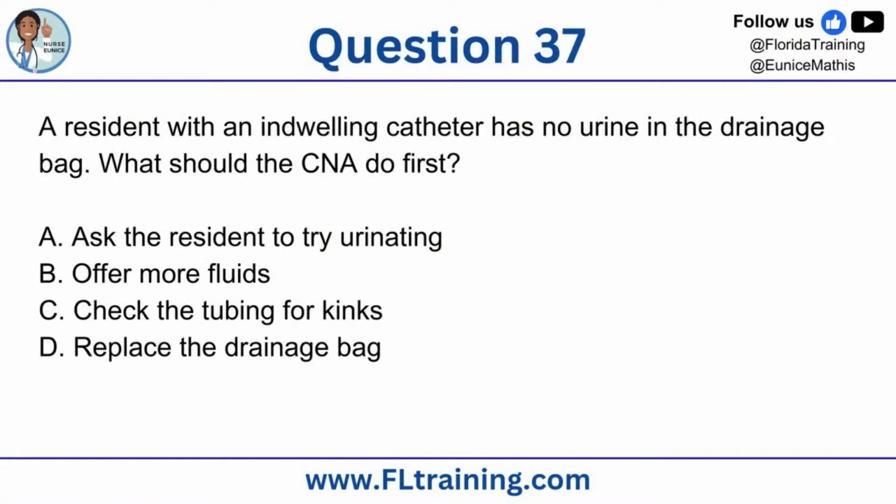All right, question 37. A resident with an indwelling catheter has no urine in a drainage bag. What should the CNA do first? A, ask the resident to try urinating. B, offer more fluids. C, check the tubing for kinks. Or D, replace the drainage bag.